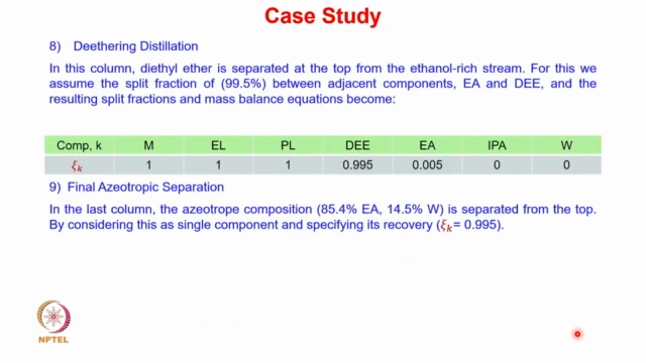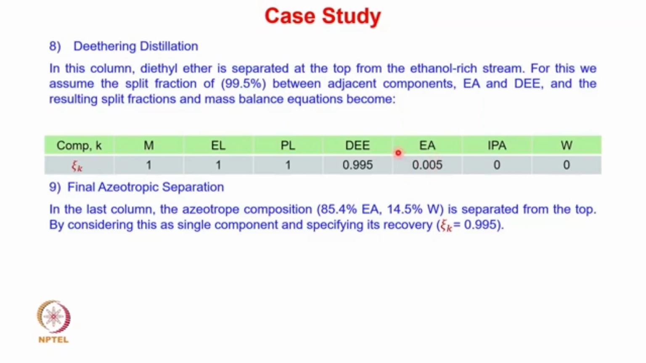Similarly, we can do the calculations for the de-ethering distillation. Here, in the de-ethering distillation column, we want to recover 99.5% of the ethylene in the bottom product, isn't it? Diethyl ether will be separated as a top product, isn't it? So if this is in the bottom product, what will be the split fraction in the top? That will be 0.005, isn't it?